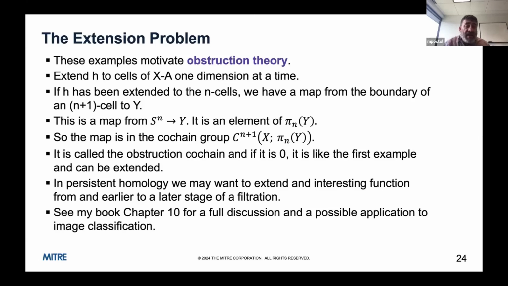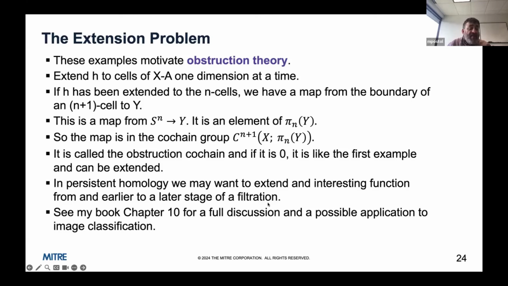So you're taking an n plus 1 cell of X, you're taking its boundary, which looks like Sn, and you have a map from that to Y. So that's like taking a map from X to the nth homotopy group of Y. That's called the obstruction cochain. If it's 0, we're like the first case and we can extend it. If it's not 0, then we have problems. So that's kind of how obstruction theory works.